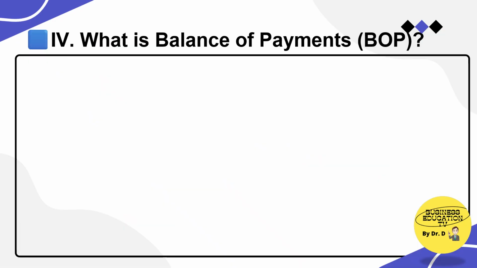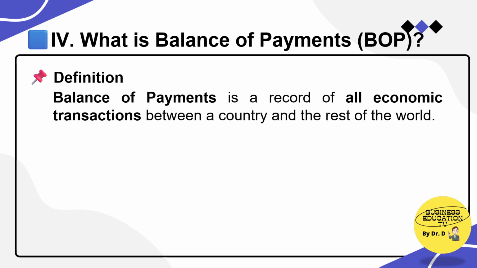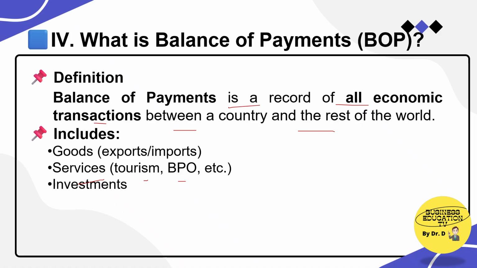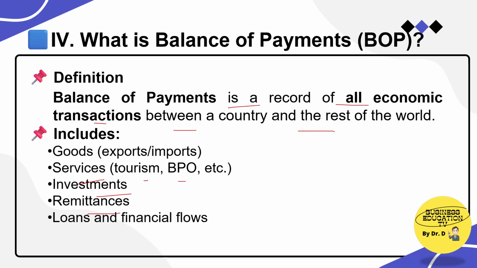Now let's talk about what the balance of payments is. It is a record of all economic transactions between a country and the rest of the world. So what does it include? It includes goods, exports and imports, services like tourism, the BPO or business process outsourcing, and even investments. And of course, the remittances as well. It also includes loans and financial flows. And remember, BOP is broader than BOT.